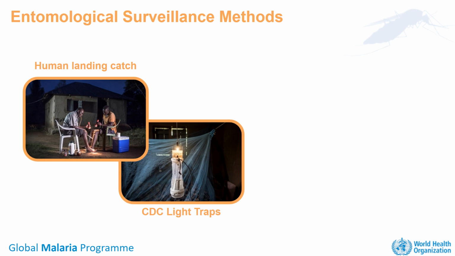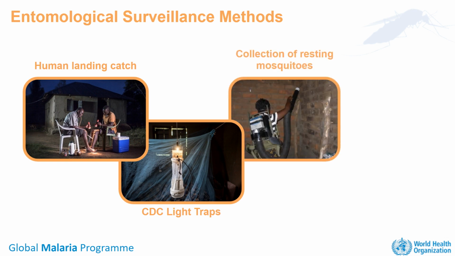CDC light traps attract adult mosquitoes seeking blood meals at night. They are typically hung next to sleeping residents who are protected by mosquito nets. The number of mosquitoes caught in light traps can be converted to derive the indoor biting rate, and traps can be hung outside to measure the outdoor biting rate. To capture resting mosquitoes, aspirators can be used to collect mosquitoes resting on indoor surfaces. However, it can be challenging to collect resting mosquitoes when mosquito densities are very low.